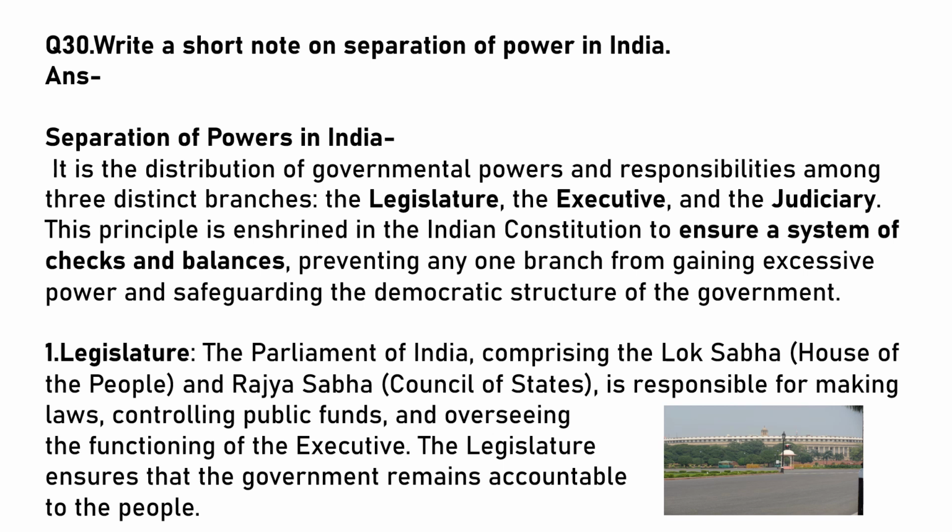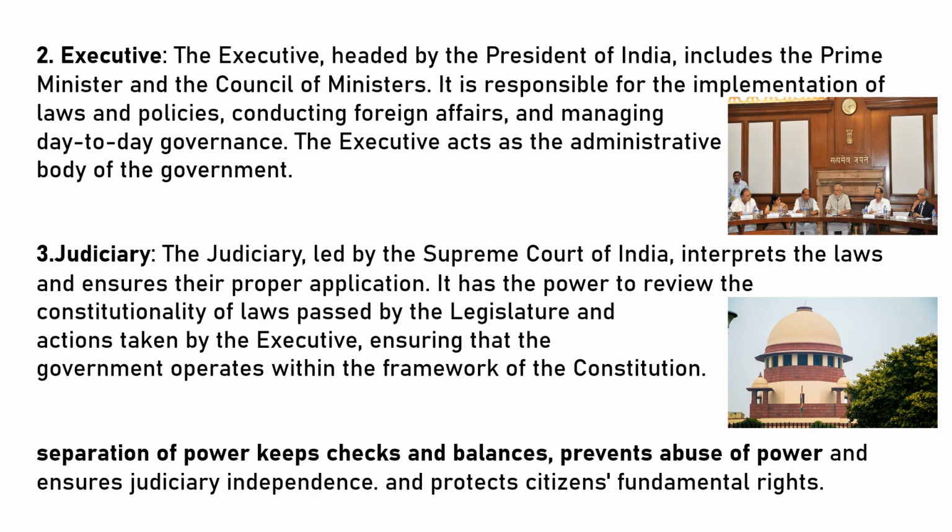Here is the photograph, the image of the Indian Parliament. It is one of the 3 organs. Second is the executive. The executive, headed by the President of India, includes the Prime Minister and the Council of Ministers. It is responsible for the implementation of laws and policies, conducting foreign affairs, and managing day-to-day governance. The executive acts as the administrative body of the government. Here is an image of the current Prime Minister and a few of his former and current colleagues.